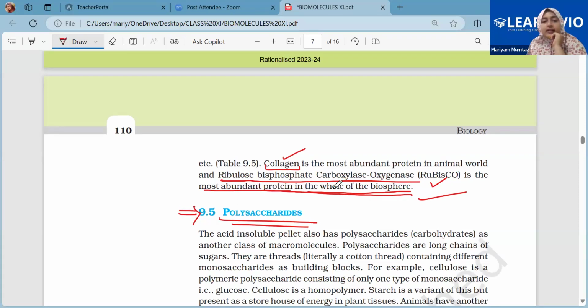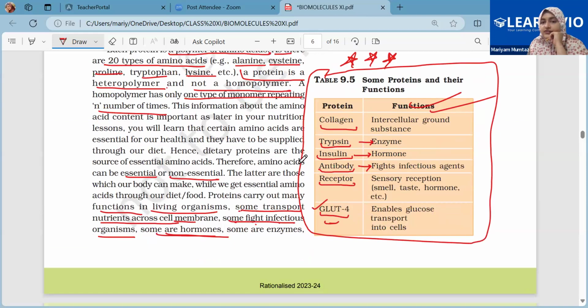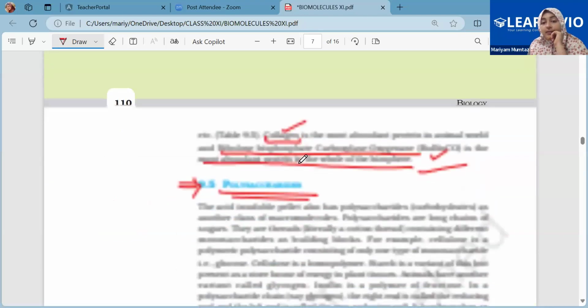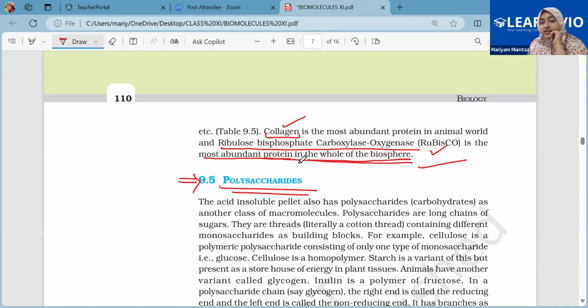Yeah, I said that first of all, this chart is very important as to what the protein is, like the different kinds of proteins and their functions. Apart from that, we have learned that the collagen is the most abundant protein for animal world. Okay, because it is found in the skin. But talking about Rubisco, we have studied this in photosynthesis, that Rubisco is the most abundant protein in the world. And this is an enzyme, right? Where is it used? Rubisco is used where?